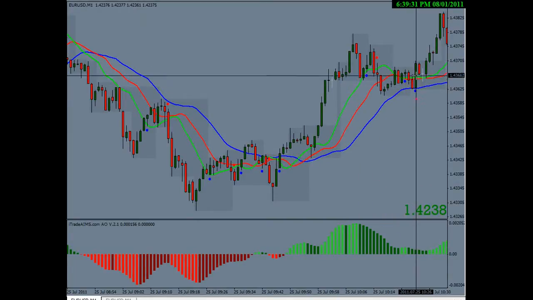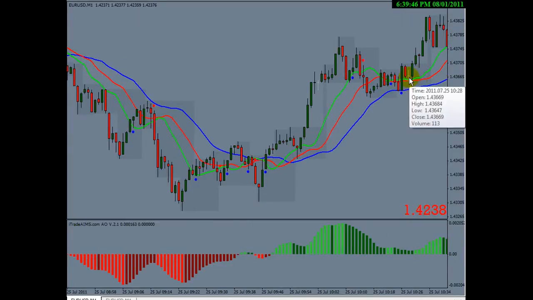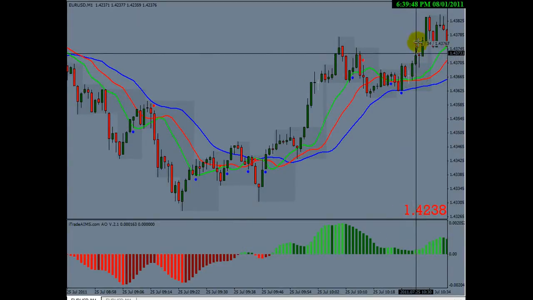There's a blue dot. This could have been taken. There's a blue dot, but at the time of this blue dot, when it appeared, you wouldn't have taken anything because there would be no AIMS level. But at the end of this candle, you will have AIMS level, and then you'll go long here again.